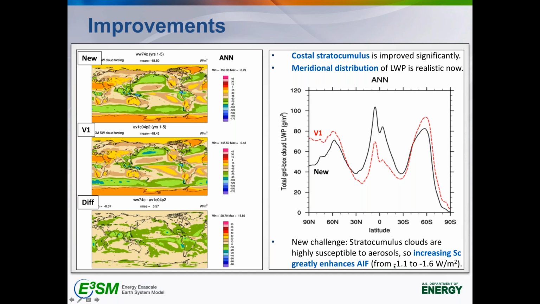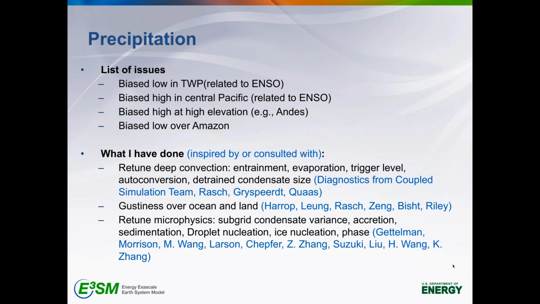And I actually have tried this, and so our V1 model's aerosol indirect forcing is 1.1 watts per square meter. But if we don't do anything else, just increase the stratocumulus clouds, the indirect forcing will be increased to 1.6 watts per square meter. So that will be very high. So that's clouds.